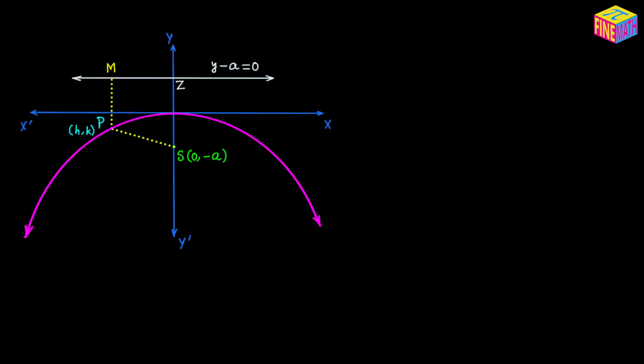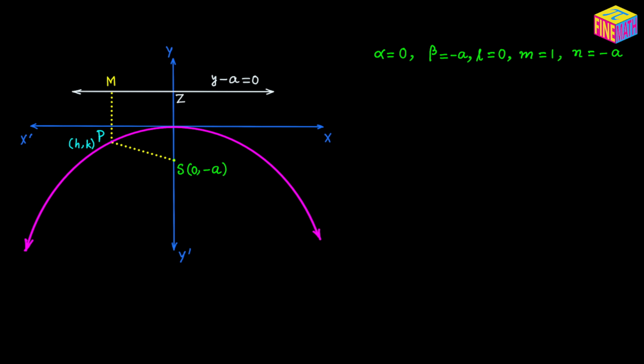Next, I am going to note down the values of alpha, beta, L, M and N. Their values would be like this. Alpha represents the x coordinate of the focus, beta is the y coordinate of the focus, and then L is the coefficient of the x term in the equation of the directrix, and M is the coefficient of the y term, and N is the constant term. So if you carefully look at the equation of the directrix, we have L equals 0 because there is no x term, and M is equal to 1 because the y term is a positive term, and then N is equal to negative a because that's the constant term there.